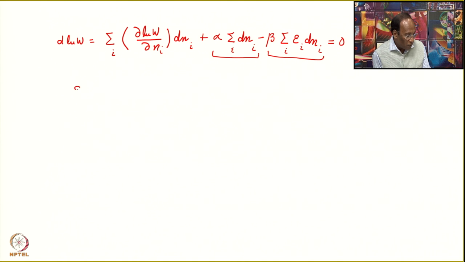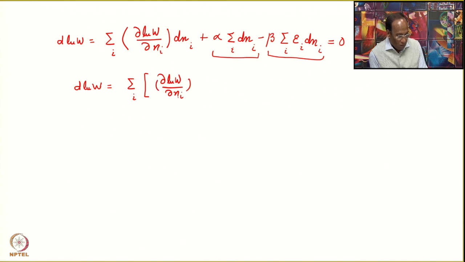Let us rewrite this again. d log W is equal to summation over i of del log W del Ni plus alpha minus beta Ei, and I'll take dNi out. Now I will set it equal to 0.